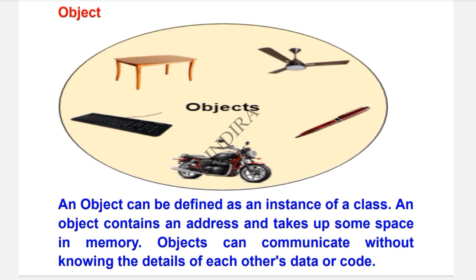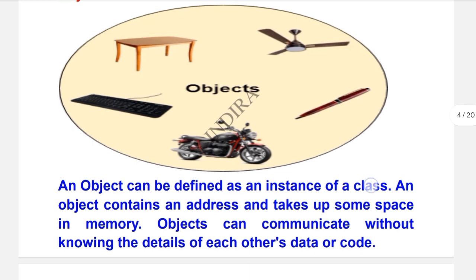So it is an individual. Object is an individual term. It doesn't depend on anything. Object is an individual term which allocates some storage to the object or code without knowing the details of that object or data. And object is an independent term, and it communicates without knowing the details of each other's data.